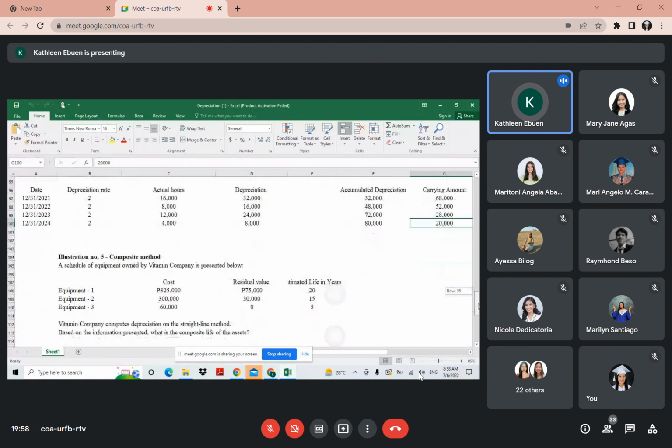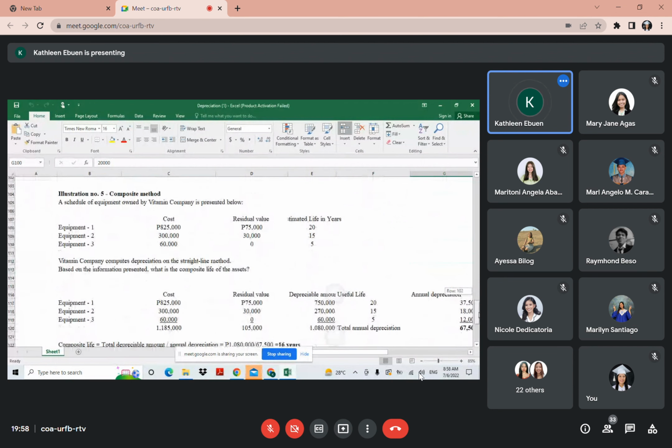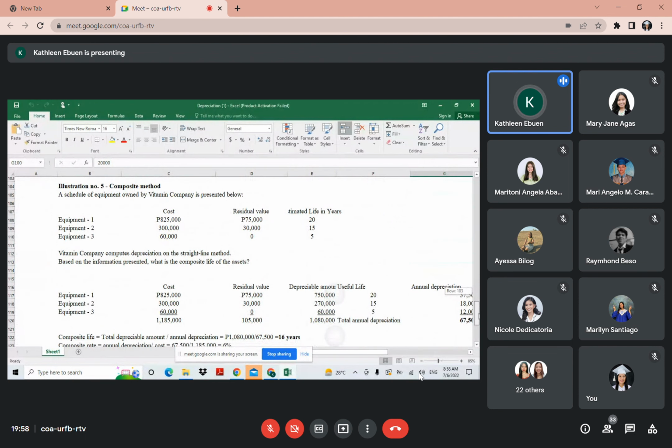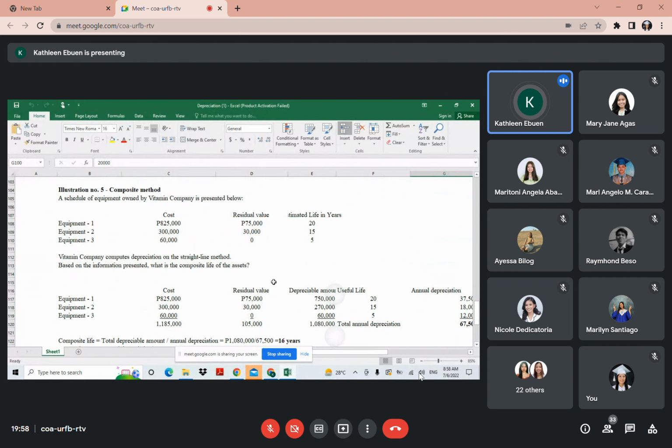So, pagdating naman class sa composite method or group method, okay, so dito pagsasamahin natin yung depreciation ng group of assets. The schedule of equipment owned by vitamin company is presented below. So ito given ito sa equipment 1, 2, 3 and their cost. Meron silang residual value tsaka estimated life. Okay. So vitamin company computes depreciation on the straight line method.